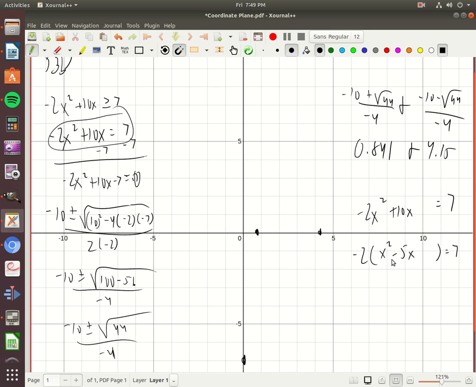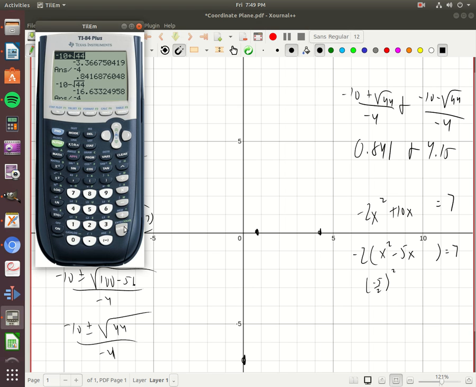Hopefully we see that, right? Negative 2 times x squared is negative 2x squared. Negative 2 times negative 5 is positive 10x. And then what I'm going to do is grab half of this. So what is negative 5 divided by 2 squared? Well, hopefully everybody sees that it's just going to be negative 2.5 squared. So I'll just say, what is negative 2.5? The whole thing needs to be squared, so I should probably put it in parentheses.